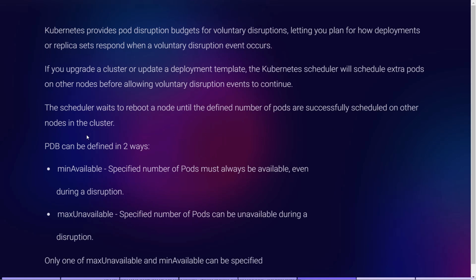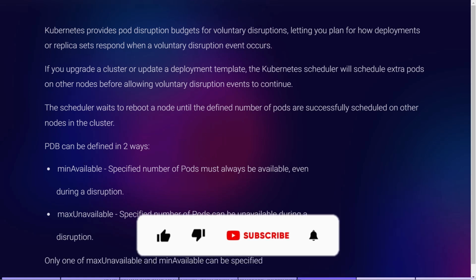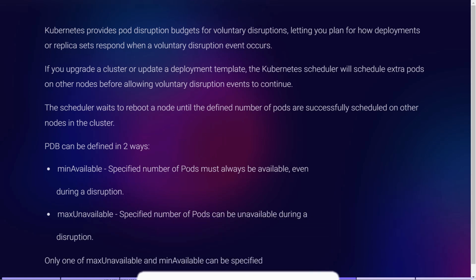The scheduler waits to reboot a node until the defined number of pods are successfully scheduled on other nodes in the cluster. Now this PDB can be defined in two ways: minAvailable and maxUnavailable. MinAvailable means the specified number of pods must always be available even during a disruption, and maxUnavailable means the specified number of pods can be unavailable during a disruption. Only one of maxUnavailable or minAvailable can be specified.